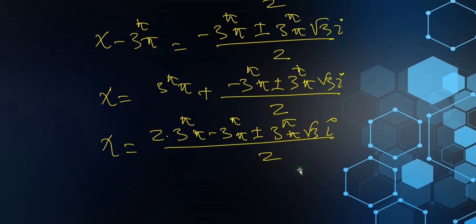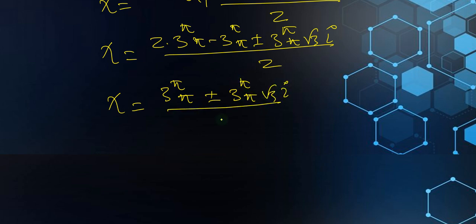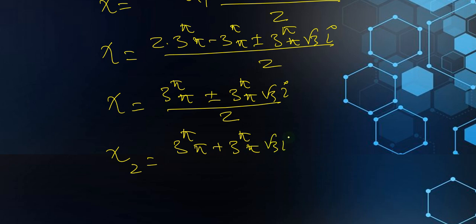over 2. So as we simplify this, I'm doing it step by step, guys, okay? Sorry for making this too long. So this minus this, we're going to have 3 to the pi times pi plus or minus 3 to the pi square root of 3i. Now this one here is divided by 2. So from here we're going to have our x2 equals 3 to the pi times pi plus 3 to the pi square root of 3i divided by 2.